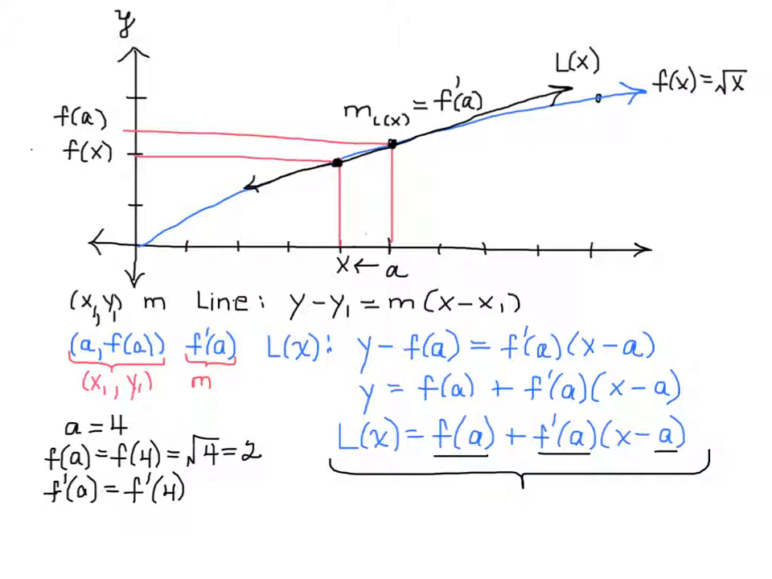Let's do an example of this. All right, so what we want to do here is, if we know that we have this function f of x, and f of x is equal to the square root of x.